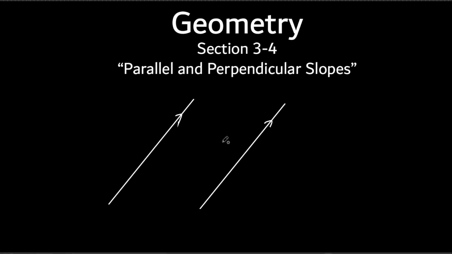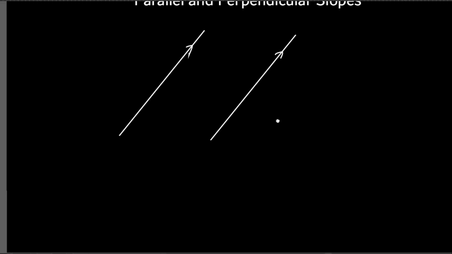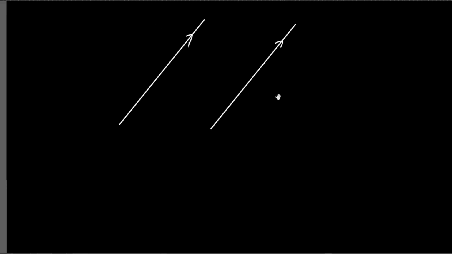If I have two lines, I got these arrows right here. Okay, they're considered parallel lines. We've talked about this before. That's nothing new. But we did just talk about slopes. Parallel lines never touch, right?